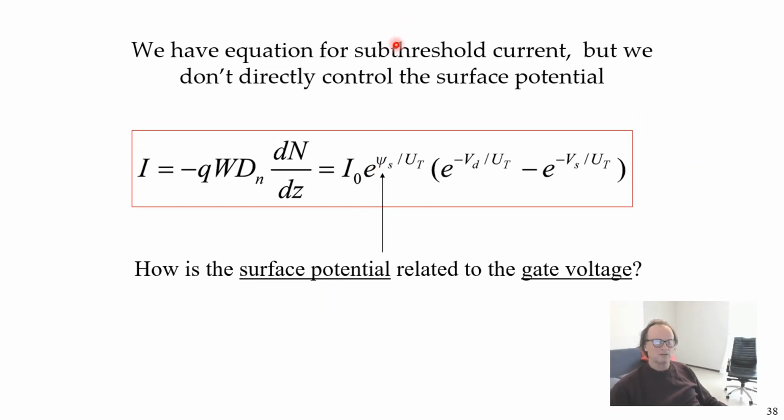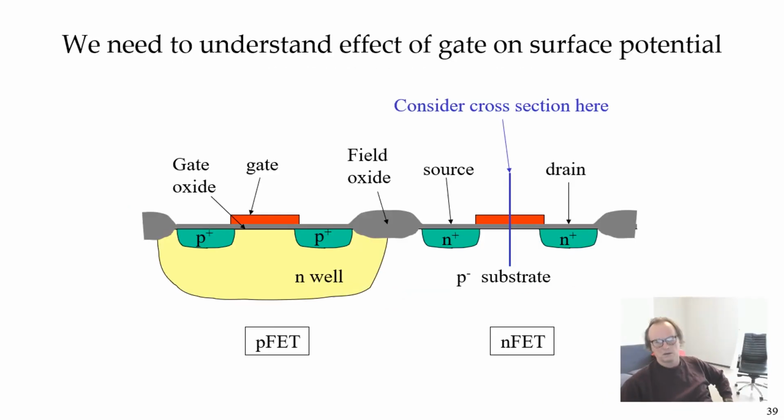Okay, so we have the equation for the subthreshold current, but we don't directly control the surface potential, which is right here. So the question is, how is the surface potential related to the gate voltage? So we need to understand the effect of gate on surface potential. So let's consider a cross-section through this end fit right here in the middle of the channel.